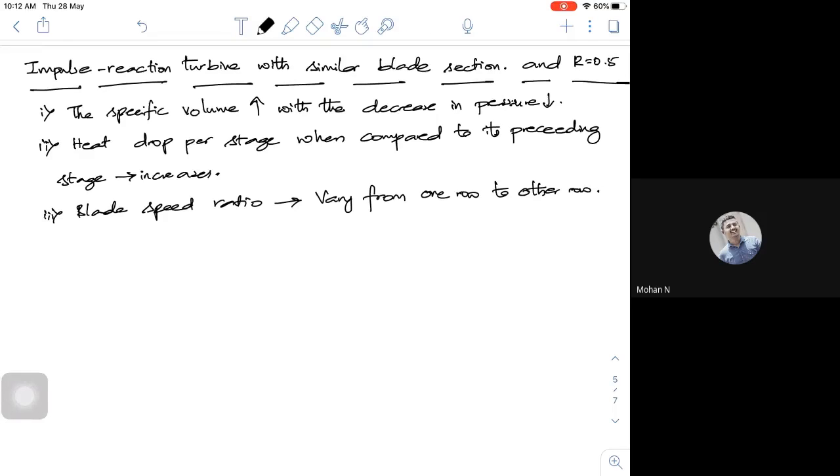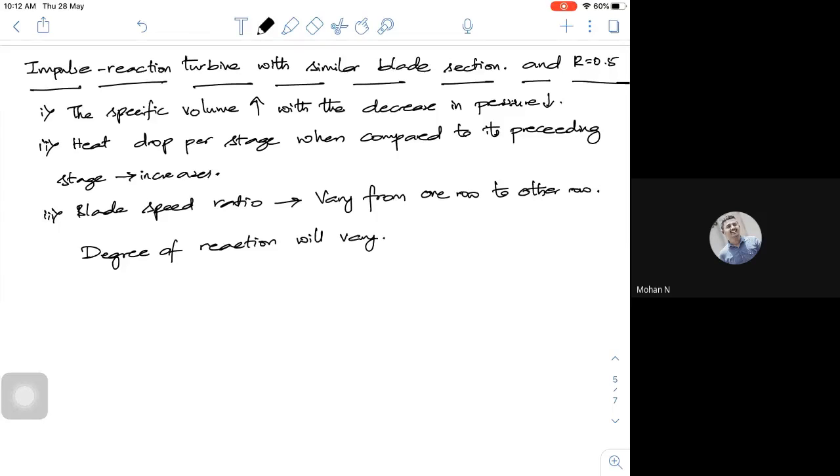Because of all those three things, my degree of reaction will vary. It's difficult to keep it 0.5, it will be 0.6 or 0.7. Sometimes it will be around 0.8, 0.9. So this kind of situation we used to get in most of the impulse reaction turbines.